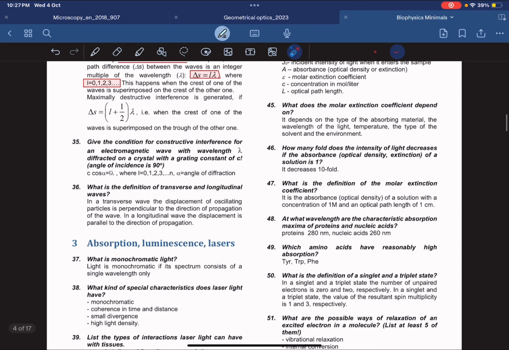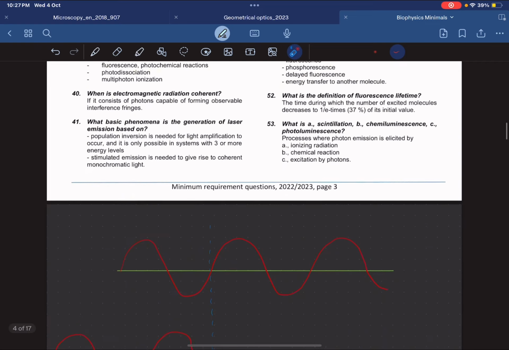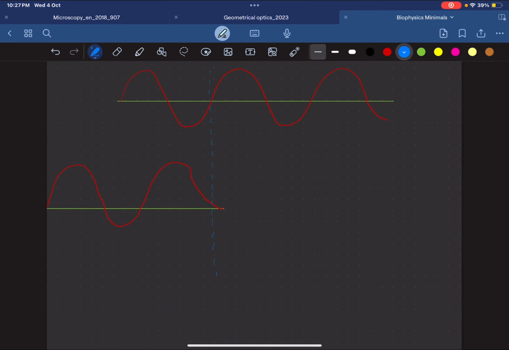What is the definition of transverse and longitudinal waves? In a transverse wave, the displacement of oscillating particles is perpendicular to the direction of propagation of the wave. In a longitudinal wave, the displacement is parallel to the direction of propagation. Let's take some examples for both of these. First, for longitudinal waves, the example is sound.